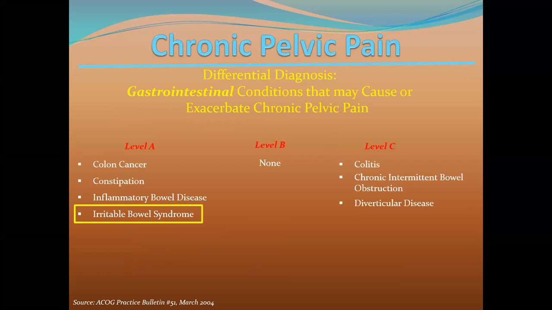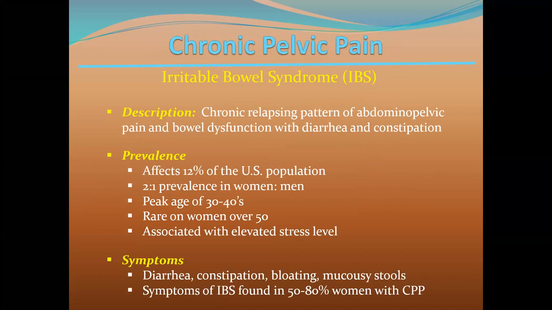Then irritable bowel syndrome, a gastrointestinal condition. Level A includes colon cancer, constipation, inflammatory bowel disease, and irritable bowel syndrome. Level C includes colitis, chronic intermittent bowel obstruction, and diverticular disease. Here we discuss irritable bowel syndrome, which often comes up in exams and occurs in people who are psychologically very conscious.